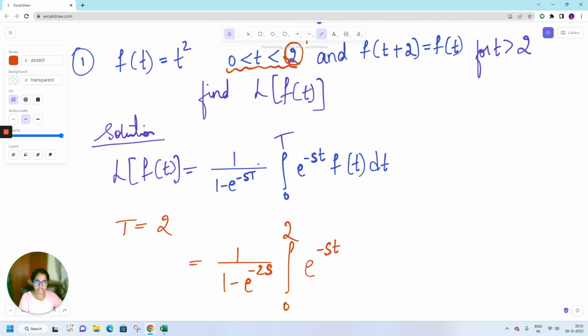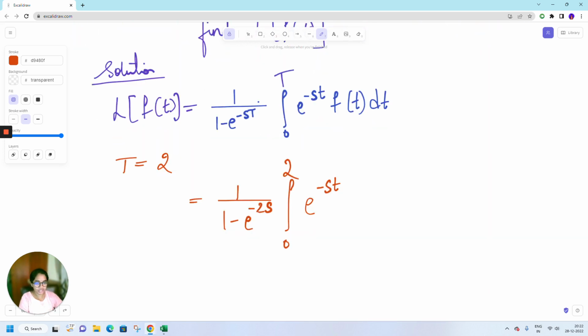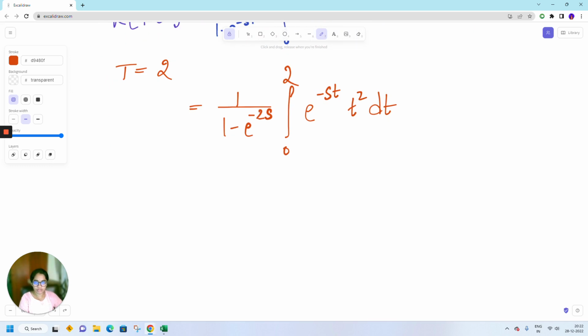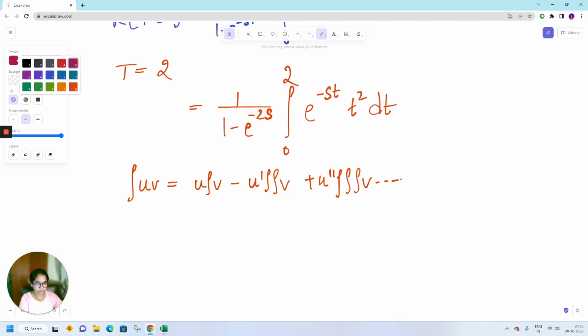What have they given as f of t in the question? They have given t square. Clearly we have two terms in the integration, so let me apply Bernoulli's formula. What is Bernoulli's formula? Integration of uv is equal to u integration of v minus u dash double integration of v plus u double dash triple integration of v and so on. So what is u? How do you identify u? From the word ILATE you should remember, isolate.